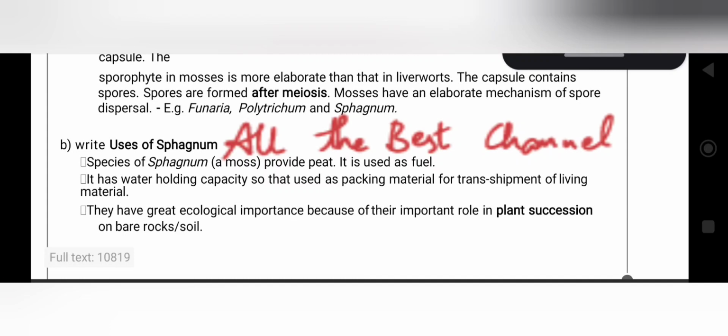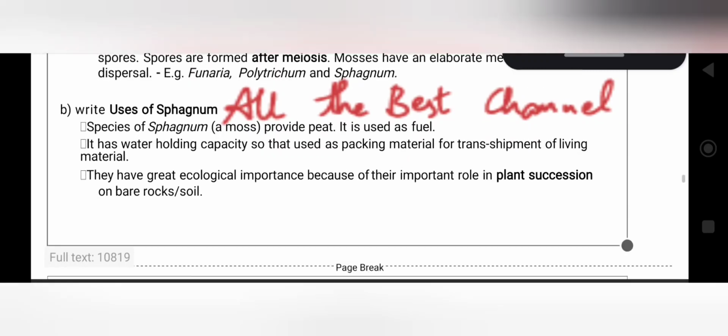Write the uses of Sphagnum. Species of Sphagnum, a moss, provide peat and it is used as fuel. It has water holding capacity, so it is used as packing material for transshipment of living material. They have great ecological importance because of their important role in plant succession on bare rocks or soil.